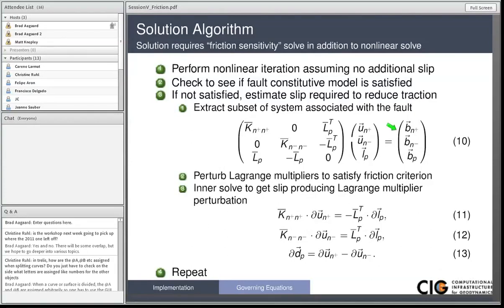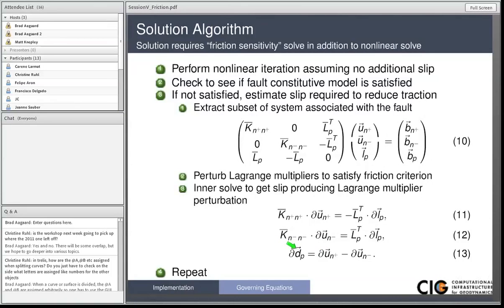And so what we want to do is determine, given a perturbation in our Lagrange multipliers to satisfy our fault condition, what the slip is. And so if we extract our equations, we end up with an equation for the vertices on the positive side of the fault, another equation for the vertices on the negative side of the fault, and then an equation relating the perturbation in our displacements to the perturbation in the slip.